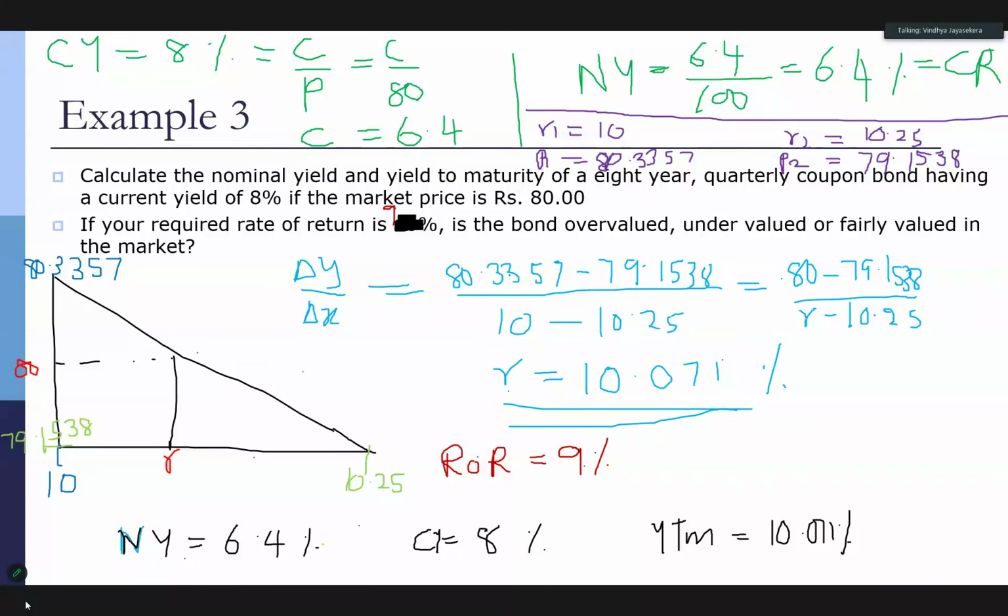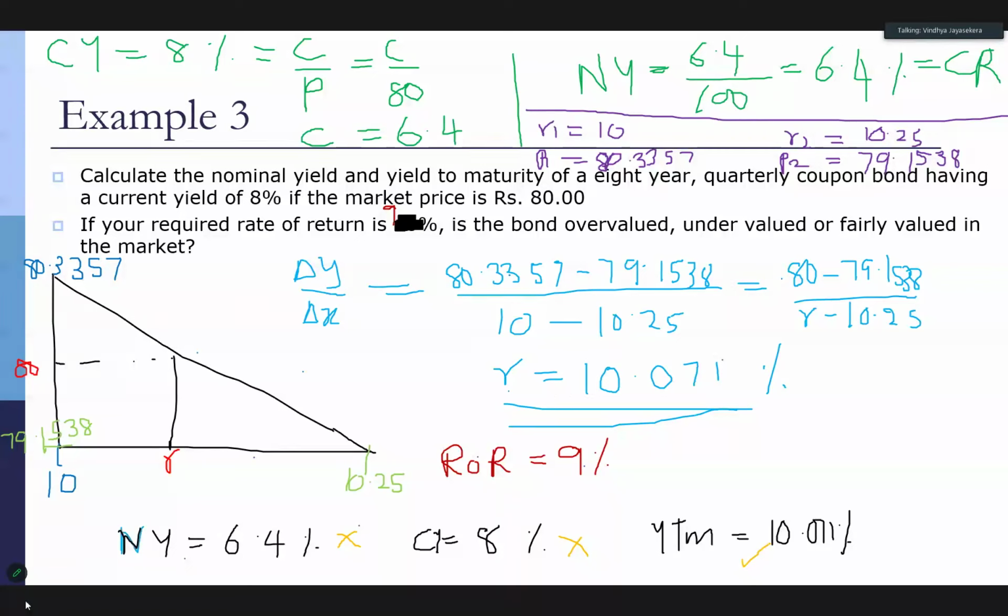So the first thing is to understand that when you want to check whether a bond is overvalued or undervalued, the correct measure to use is yield to maturity. Not current yield, not nominal yield, right? Second thing is to understand that yield to maturity tells you the return that you will receive when you buy the bond at market price. You compare it against your required rate of return.